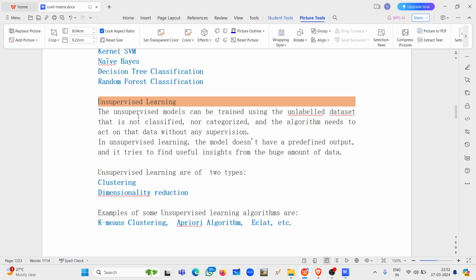Then when we go for unsupervised learning, the unsupervised models can be trained using unlabeled data sets. We do not know what these things are.